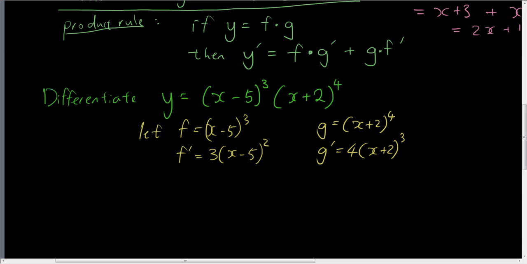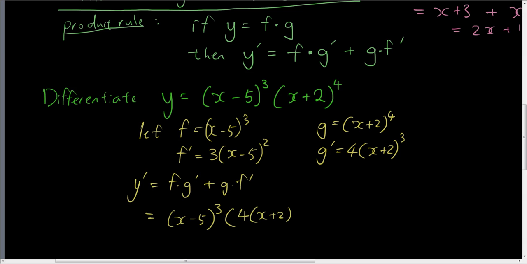Okay, now y dash is equal to f times g dash plus g times f dash, so it's equal to (x minus 5) cubed times g dash, which is 4(x plus 2) cubed, plus g, which is (x plus 2) to the power of 4, times f dash, which is 3 times 3(x minus 5) squared.